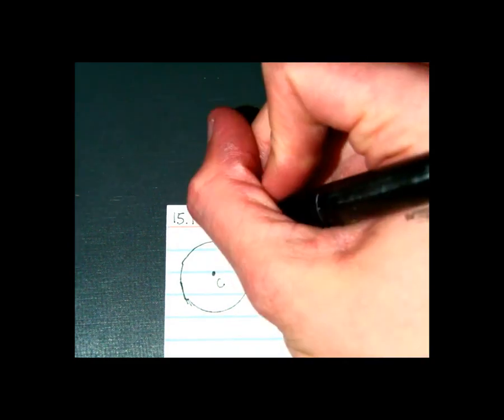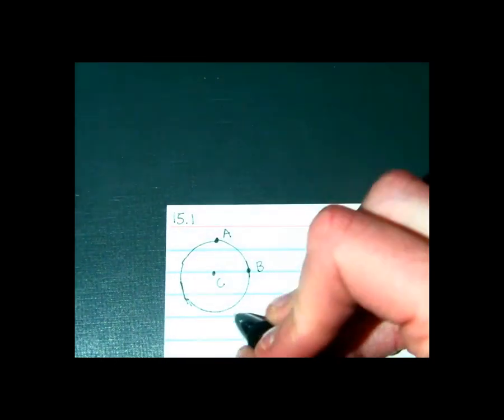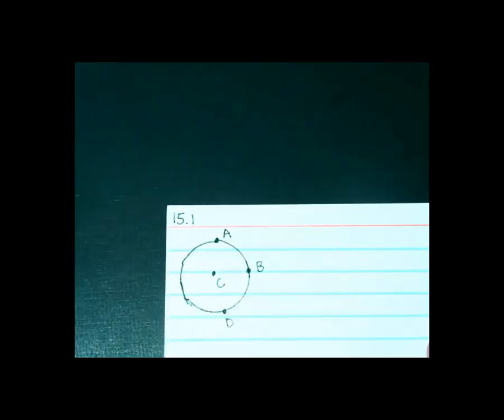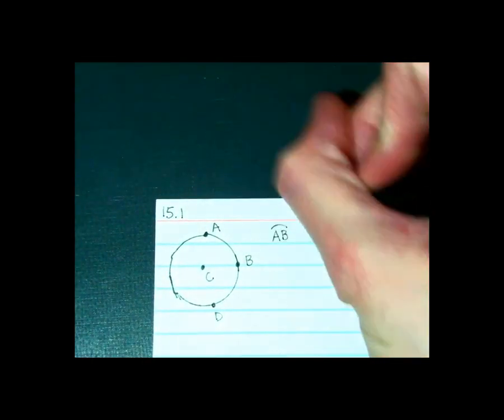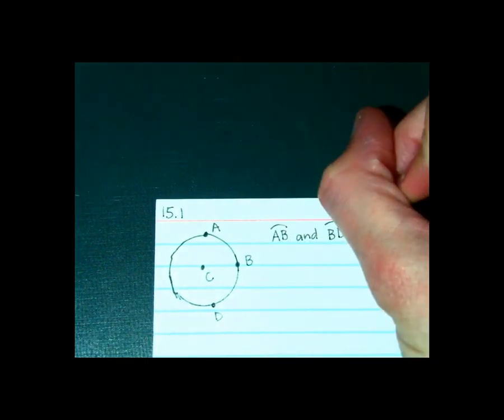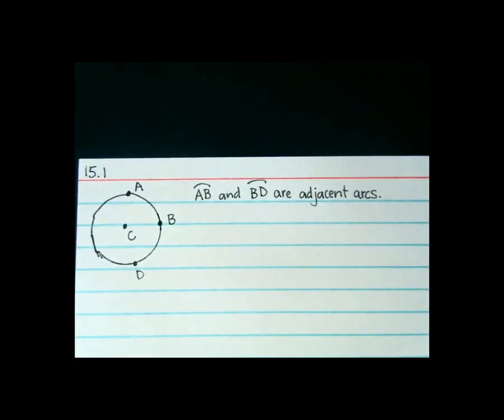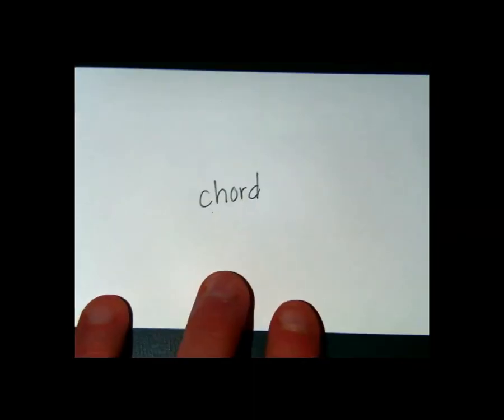An adjacent arc, we literally just have, here's an arc AB, and BD is next to it. So AB and BD are adjacent arcs. There's a theorem or a postulate that we'll learn about tomorrow that deals with adjacent arcs, but you gotta know what they are. Alright, last one is chord, and it's with an H. C-H-O-R-D. Chord.